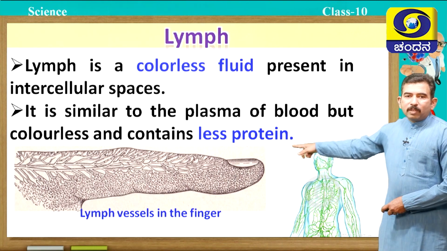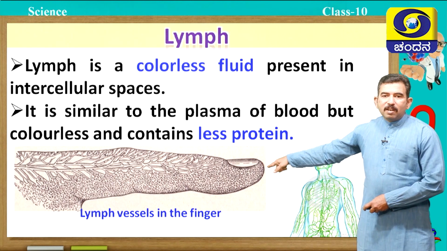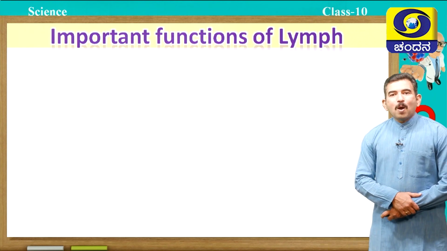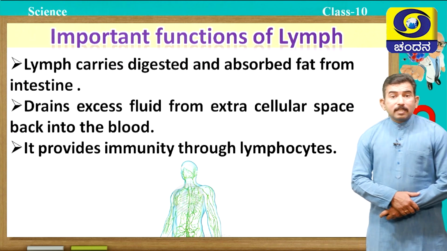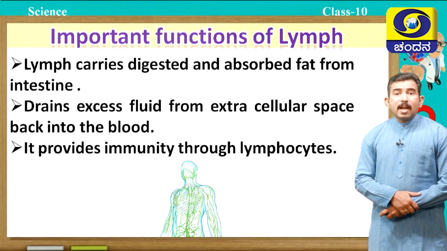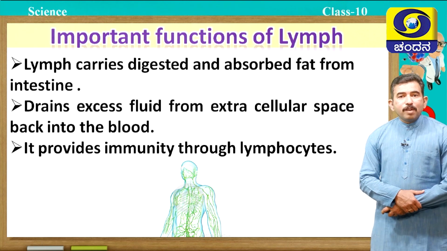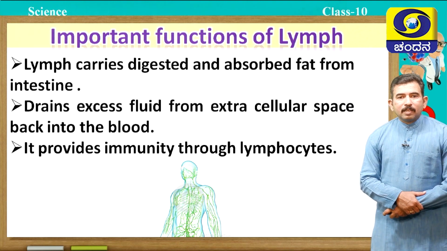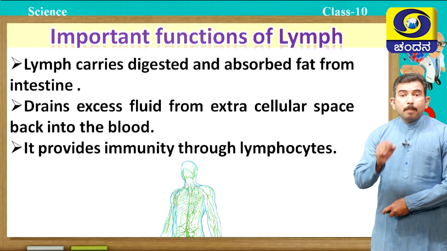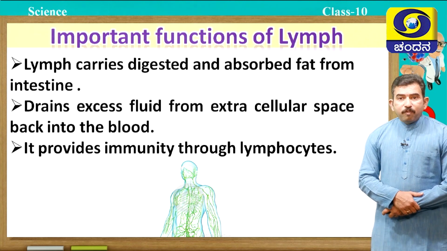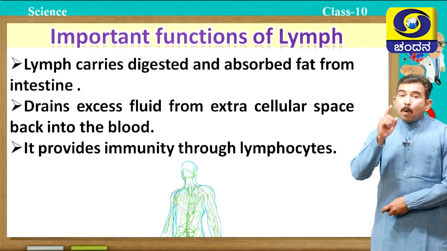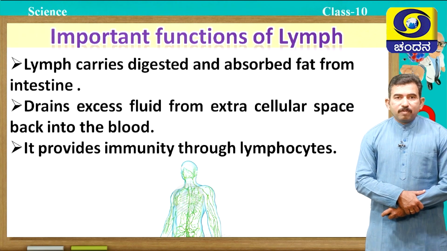You can observe the lymph vessels in our finger. Next, let us study the important functions of lymph. Students, lymph carries digested and absorbed fat from the intestine. Also, it drains excess fluid from the extracellular space back into the blood. It also provides immunity through a special type of WBC called lymphocytes. So, these are the important functions of lymph.